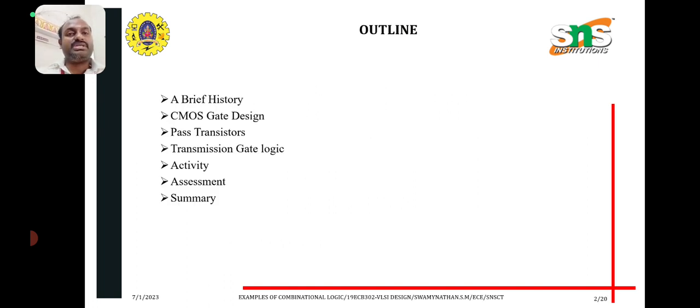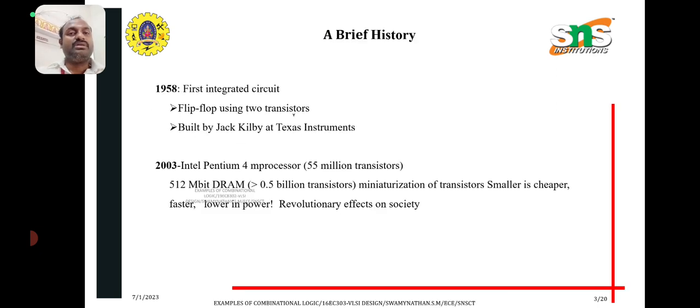Now I am going to discuss the pass transistor logic concept in combinational logic circuits. First, a brief history of the circuits, CMOS gate design and pass transistor logic, and the next topic we will discuss is transmission gate logic. So first, the brief history about the transistors.